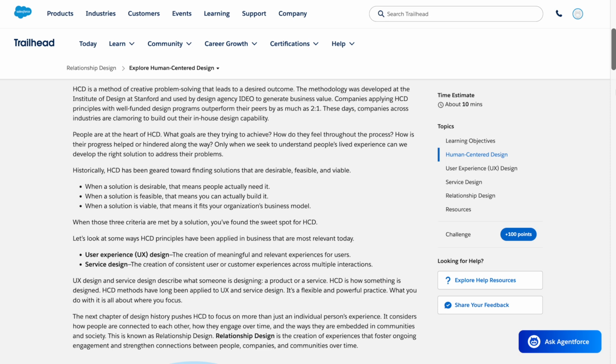Let's look at some ways HCD principles have been applied in business that are most relevant today. User experience design, the creation of meaningful and relevant experiences for users. Service design, the creation of consistent user or customer experiences across multiple interactions. UX design and service design describe what someone is designing, a product or a service. HCD is how something is designed. HCD methods have long been applied to UX and service design. It's a flexible and powerful practice. What you do with it is all about where you focus.